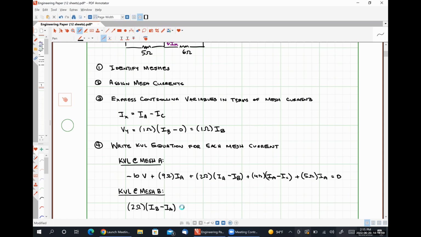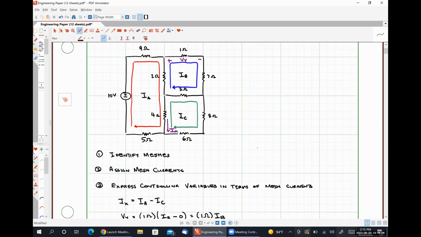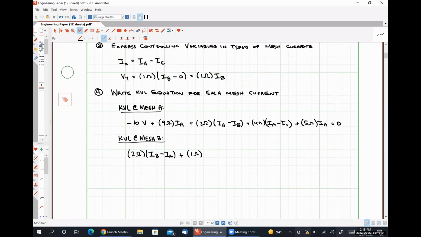Then we see our 1 ohm resistor. For the 1 ohm resistor, IB is the only mesh current flowing through it. So we'll have 1 ohm times IB, and we can see that the next thing we'd see would be the 7 ohm resistor, which also only has a mesh current of IB. So 1 ohm times IB plus 7 ohms times IB.